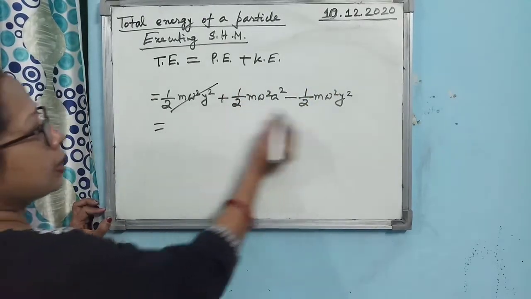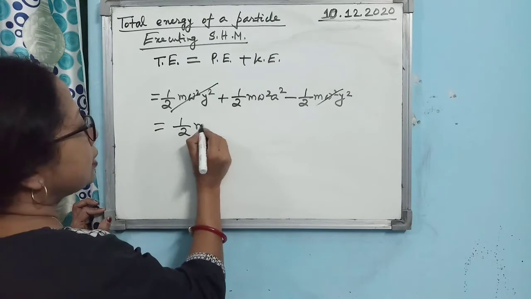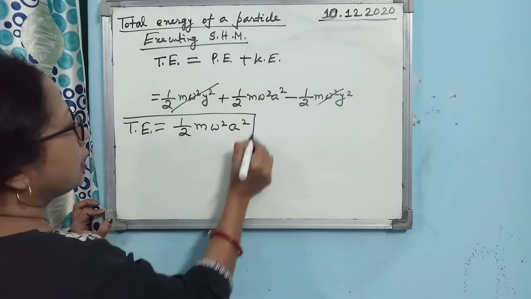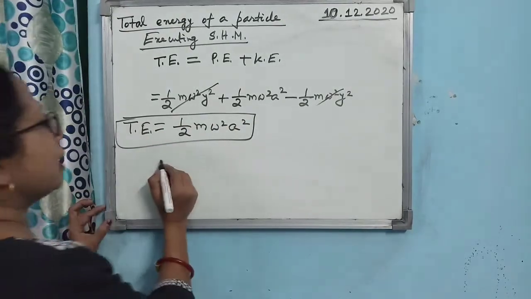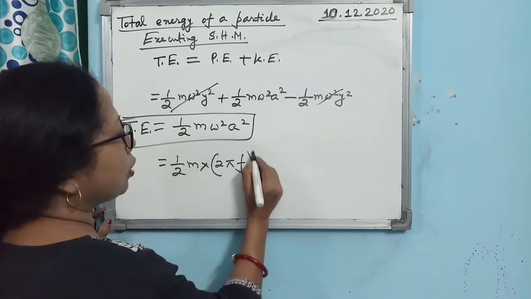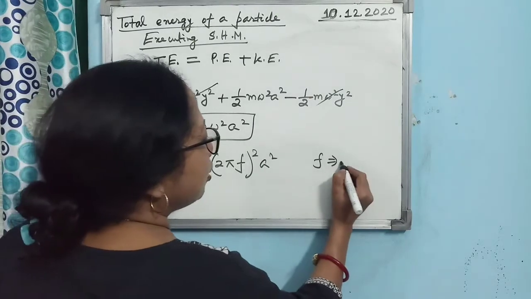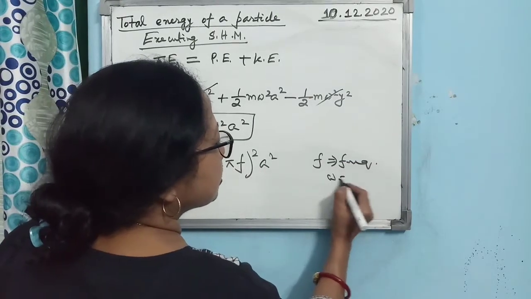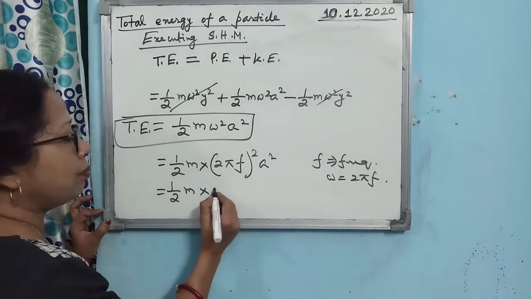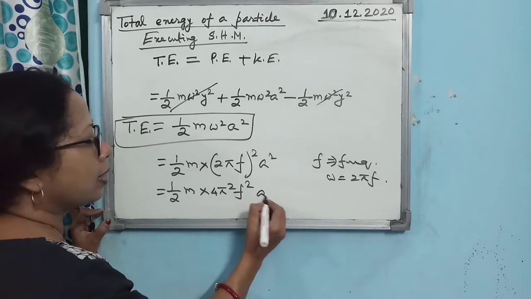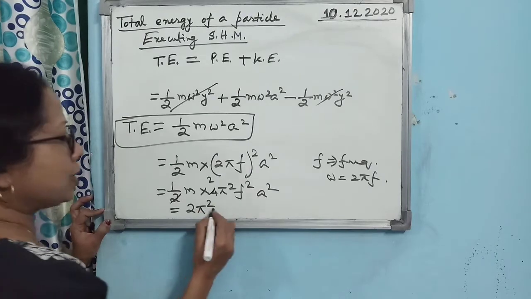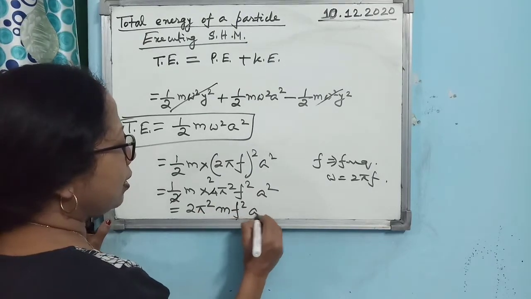So you see these two get cancelled. So what is the total energy? Half m omega square a square. This is the expression for the total energy. Again, one can write it like this. Omega is equal to 2 pi f, where f is the frequency. If you substitute, how much is it coming? Half m 4 pi square f square a square. So 2 and 4 get cancelled, and you can write it as 2 pi square m f square a square.